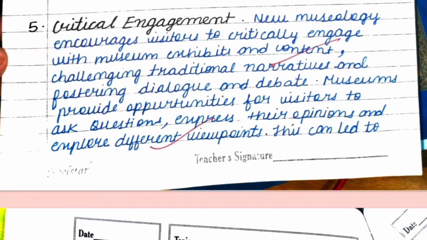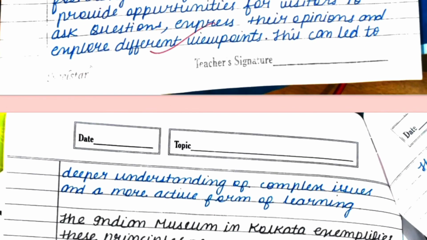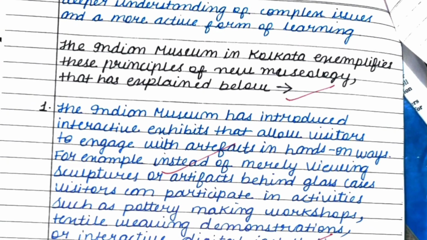Another important approach is critical engagement. New museology encourages visitors to critically engage, because they ask the visitors to come with their experience, knowledge and perspective, and then they critically examine the museum work. So challenging the traditional narratives and fostering dialogues and debates. Museums provide opportunities for the visitors to ask questions, express their opinion and explore different points of view. Why do they do so? Because this can lead to a deeper understanding of complex issues and a more active form of learning.